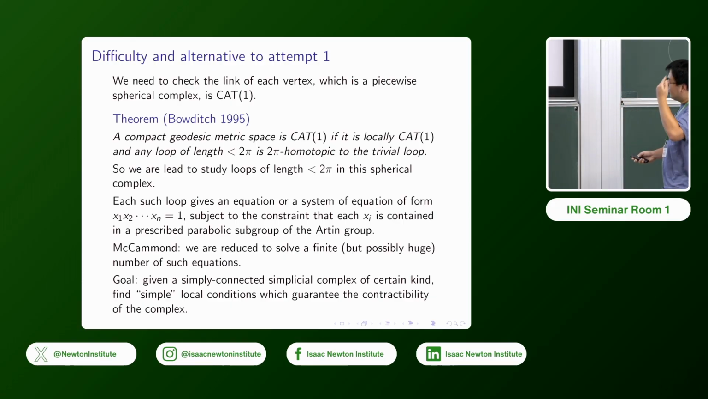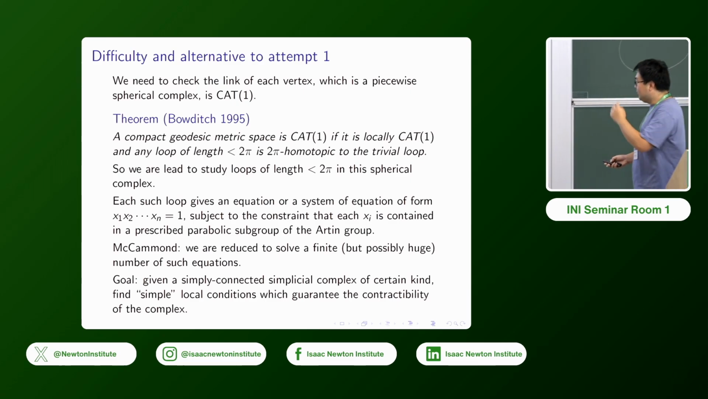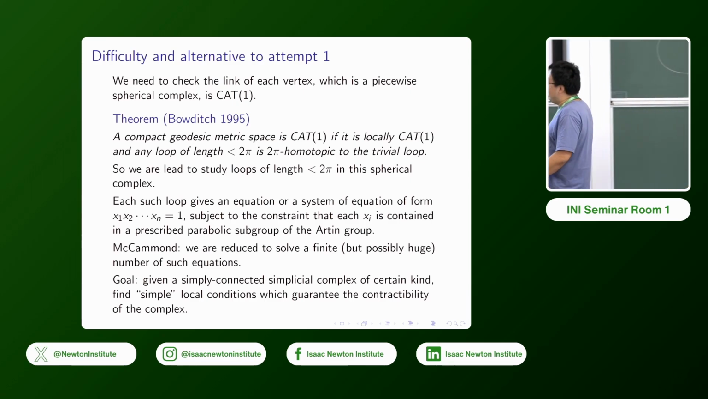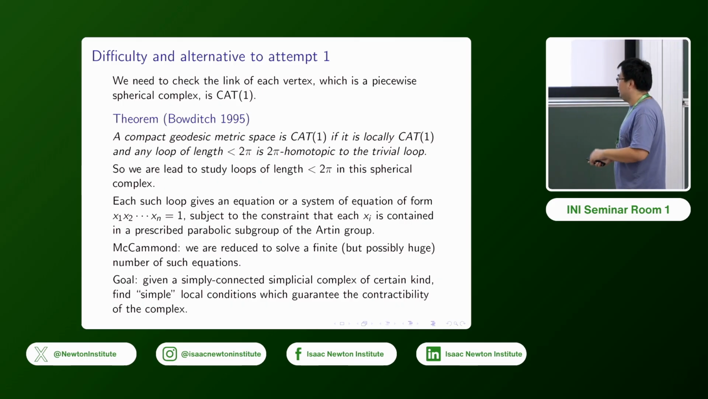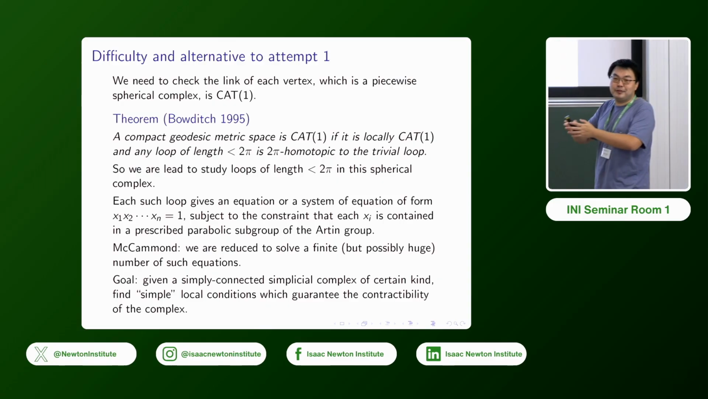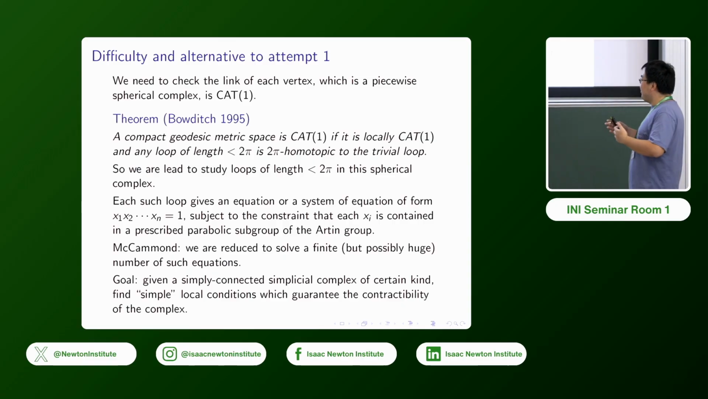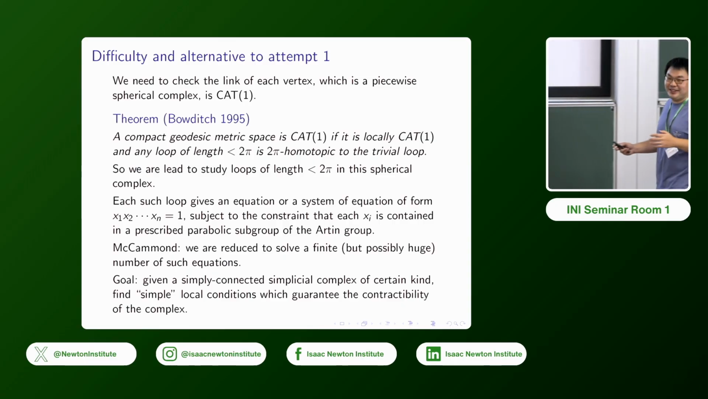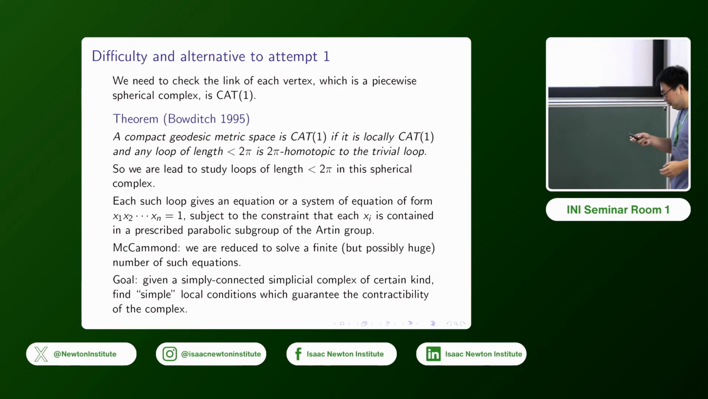Contractibility is actually a much weaker condition compared to proving something is CAT(0). So this gives me some room to play. I also hope to find a local condition that is a bit simpler. I'd be pretty happy if you told me I only need to solve 2 equations, each with 6 variables. But if you give me an equation with 100 variables, I'll be less happy. That's the kind of local condition I'm looking for.